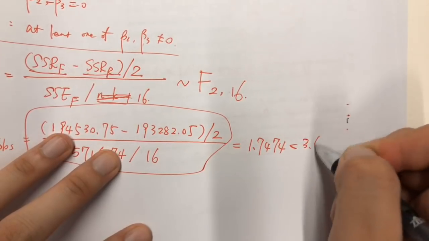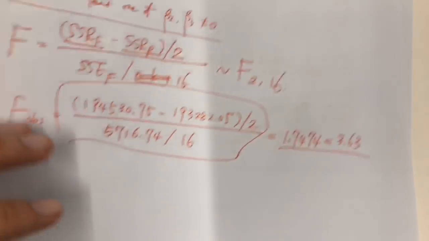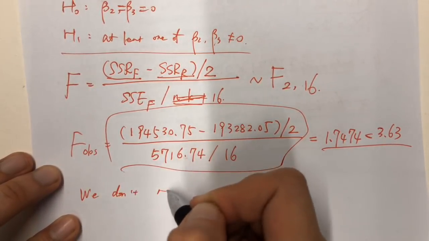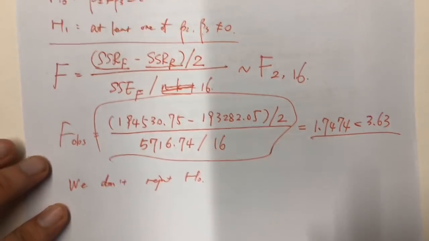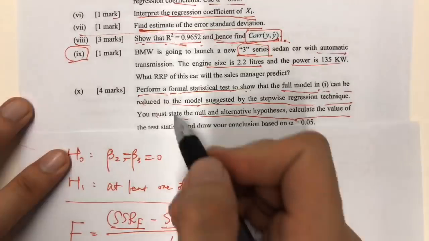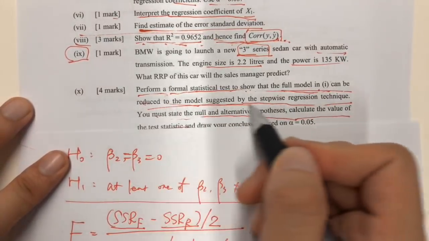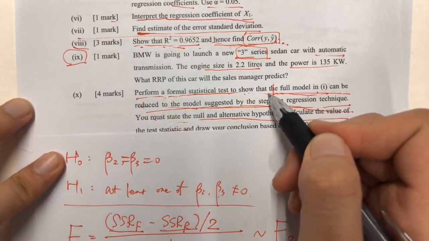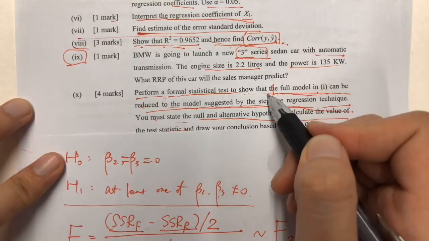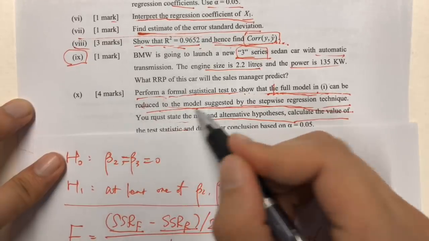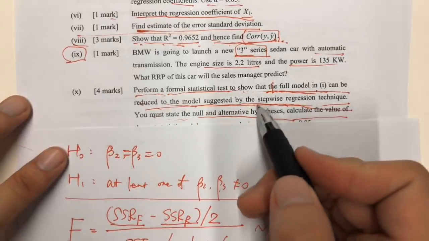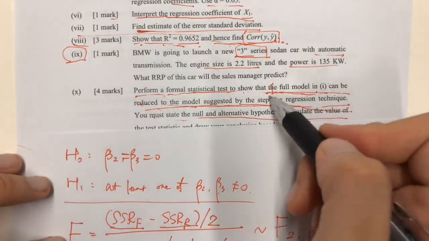No larger than 3.63. Therefore, do we reject or not reject? We do not reject the null hypothesis, and we conclude that the full model can be reduced to the model suggested by that technique. You just state it here: we do not have enough evidence to say that the full model cannot be reduced to the model suggested by the stepwise regression technique. Whatever, you just draw a conclusion.